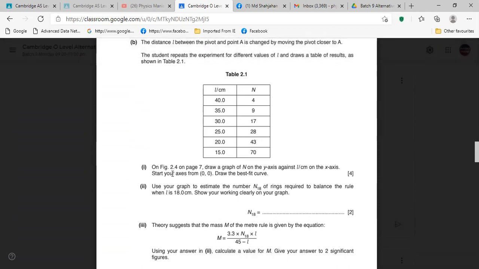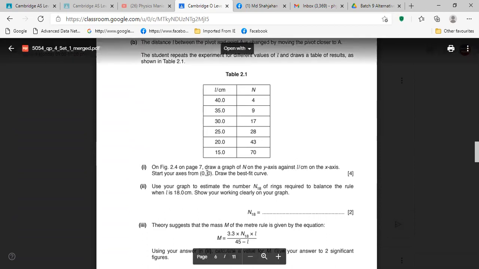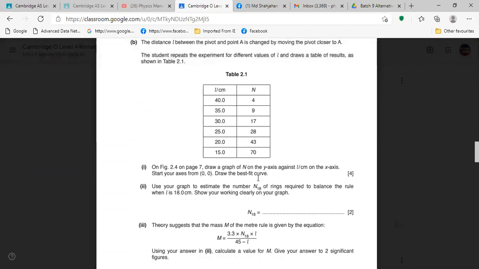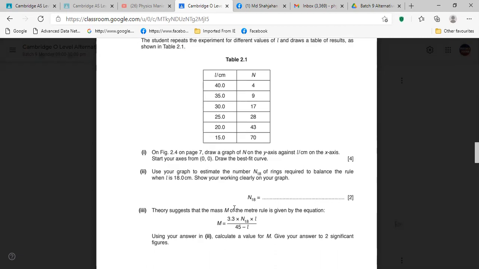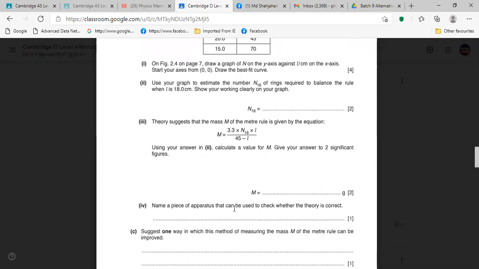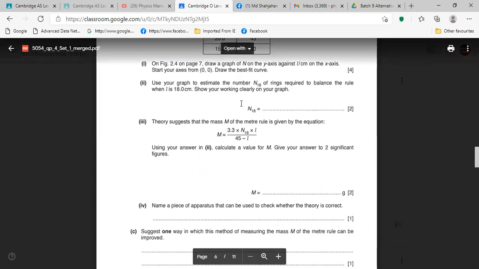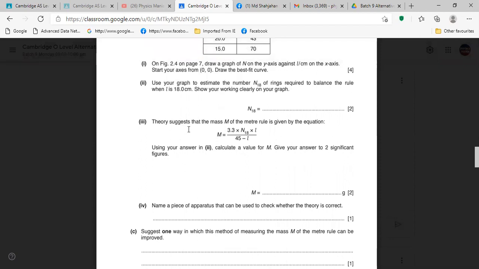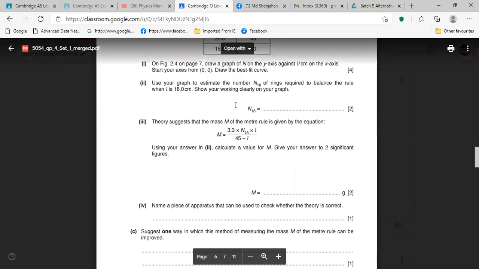Okay, so what we have to do? We have to plot it on the graph. On the y-axis you have to give N, and on the x-axis you have to give L. Draw the best fit curve. You have not printed it, right? No, sir, but I have a graph. Yes, you will get it and you can draw it, no problem. We get the idea from others.